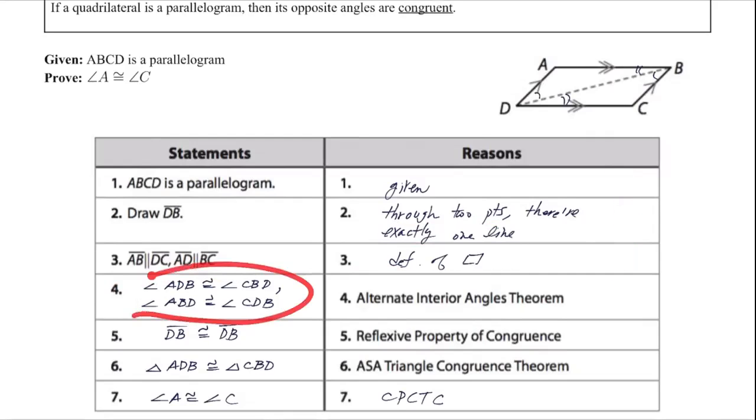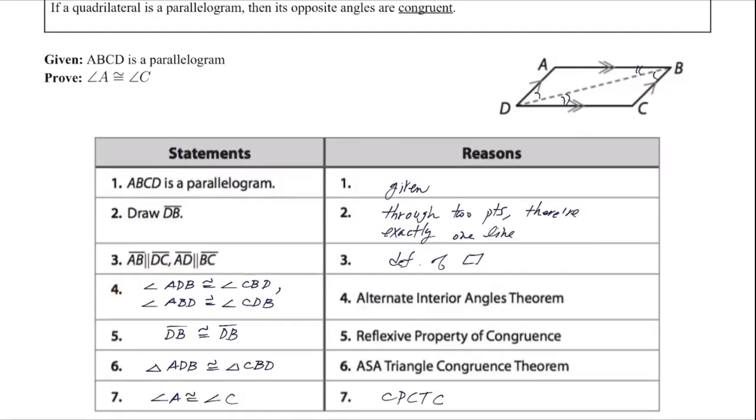We just added these two steps to show that these two angles and these two angles are congruent because of the alternate interior angle theorem. We also know that DB is congruent to DB. When we do that, we end up with this triangle being congruent to this triangle by the angle-side-angle triangle congruence theorem. And we know that angles A and C are congruent. So we know that the opposite angles of a parallelogram are indeed congruent.